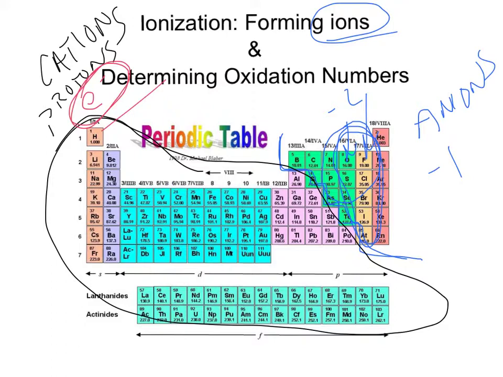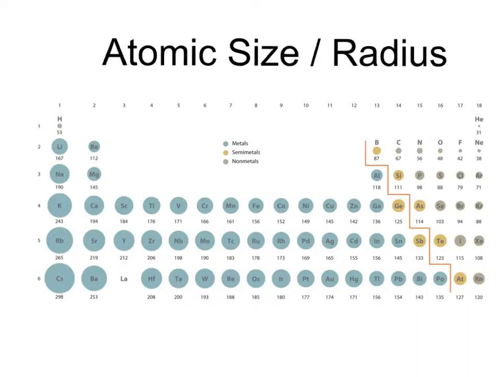And remember what we talked about in class. Every element wants to feel like a noble gas because its outer energy level is full and it feels happy in nature that way. Now, as you can see on this periodic table, all we're talking about right now is atomic size.